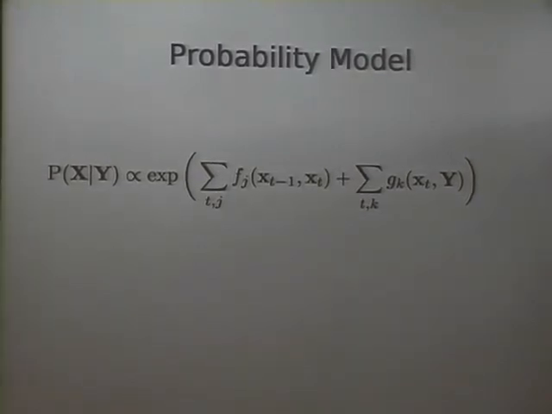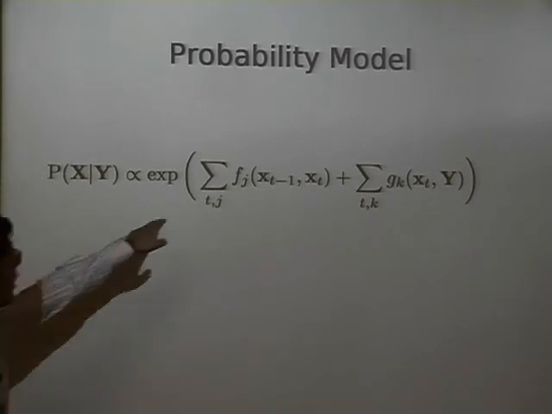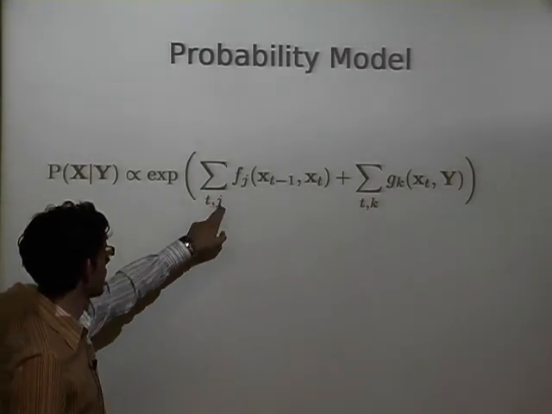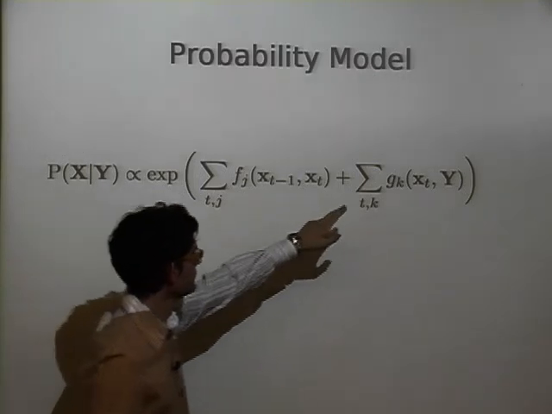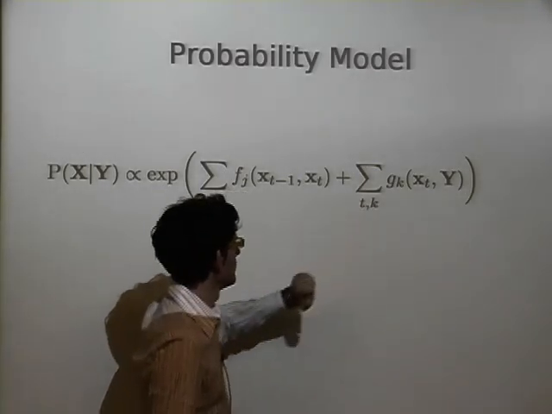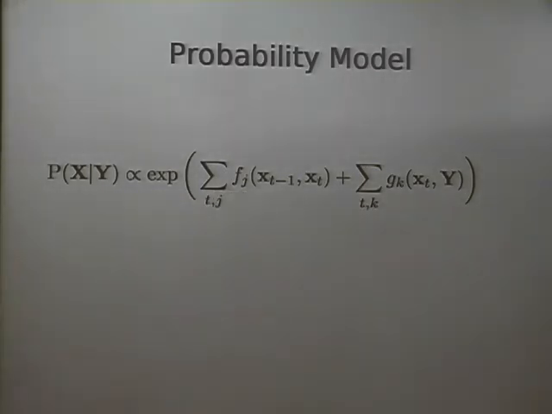We're taking the exponent of the sum of all of the dynamics features across all features in time, and all of the observation features at all times. And so you can think of this as a log linear combination, or as a product of all of these features, like a product of experts.